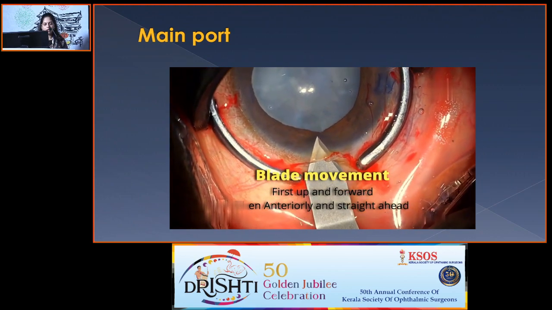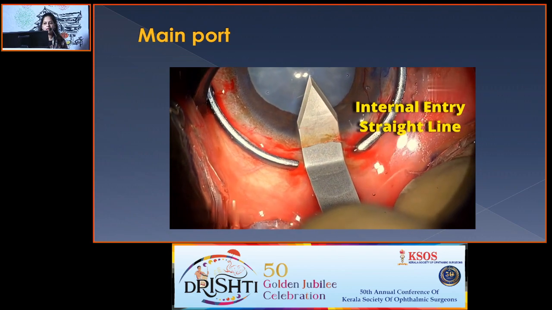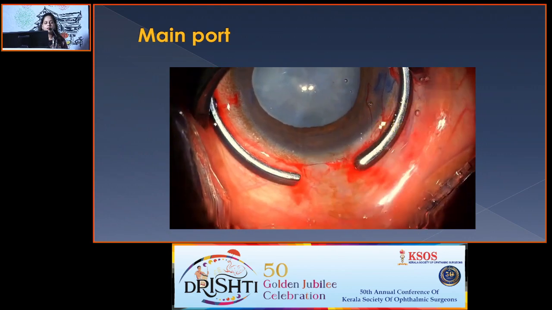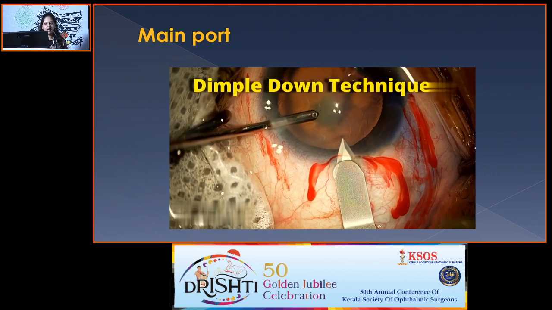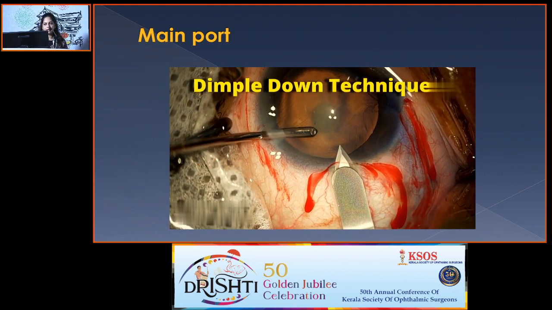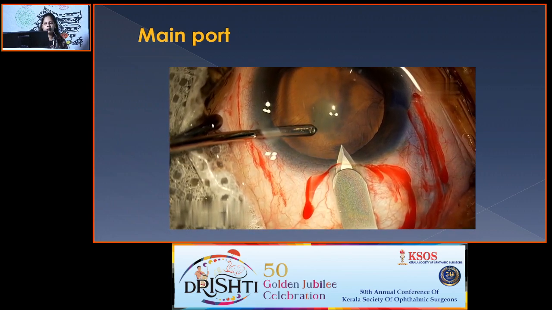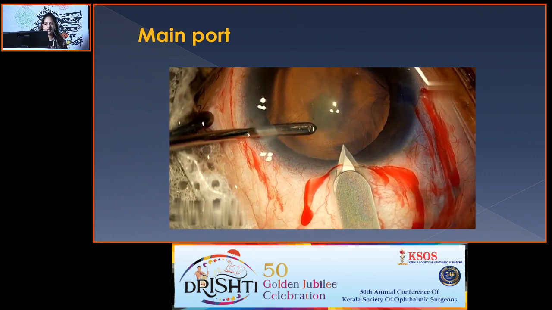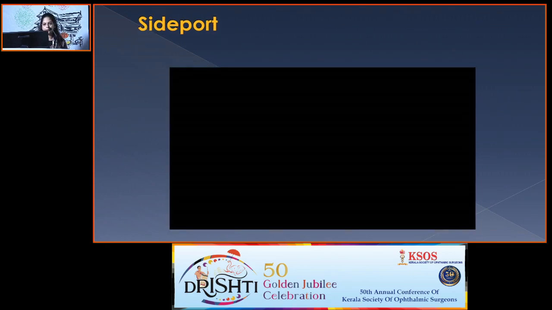2 mm intracorneal tunnel, and then entry into the anterior chamber which is always parallel to the iris. Never dimple into the cornea as it can result in a chevron-shaped incision and can result in a poor sealing technique. And also the intracorneal tunnel should not be more than 2 mm because it can result in difficult instrumentation, and if it's less than 2 mm it can produce iris prolapse also.